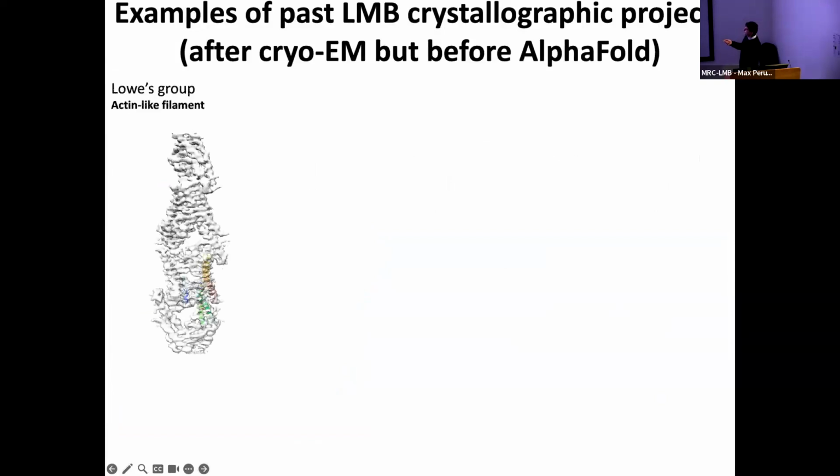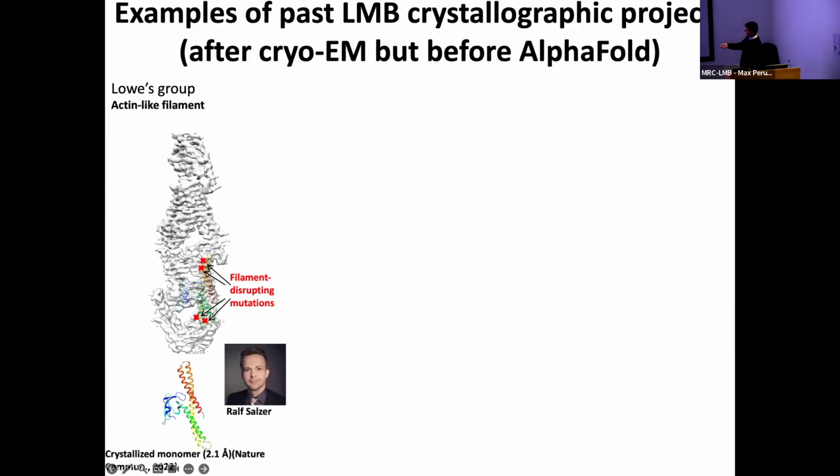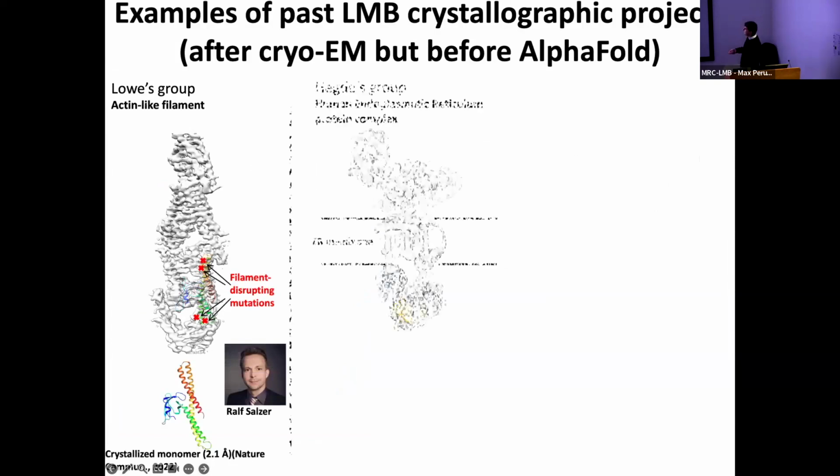So these are some of the projects we did before AlphaFold. Like this was a low resolution filament. So what we did, we disrupted the filament formation, so we crystallized just the monomer. We could solve it to very high resolution and then plug it into the density.